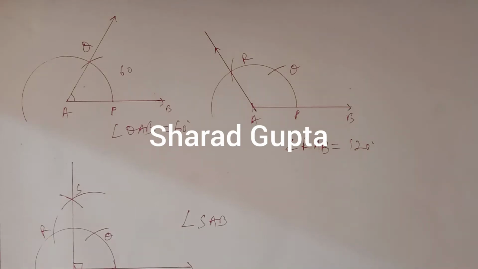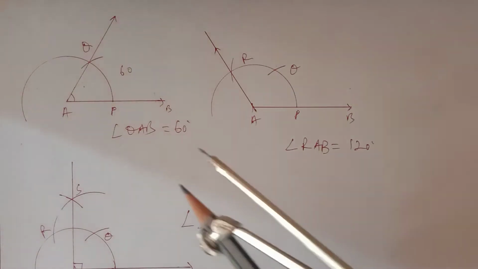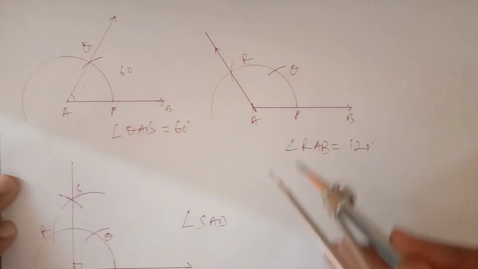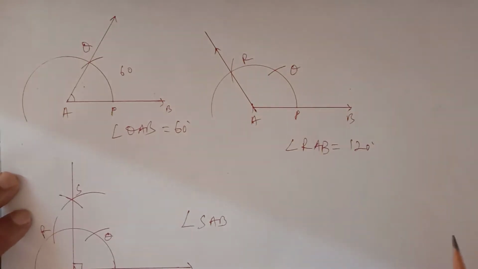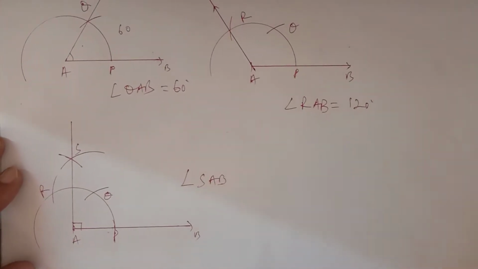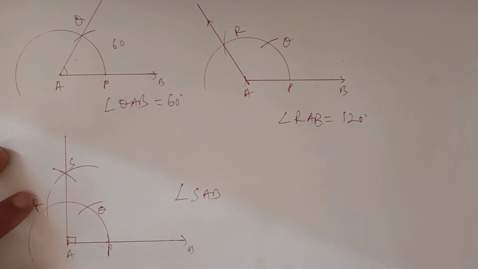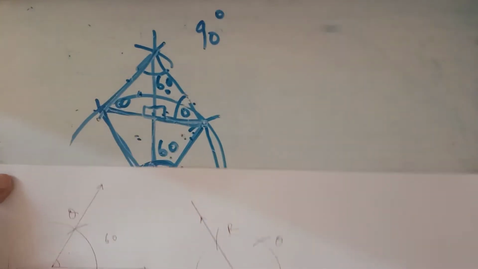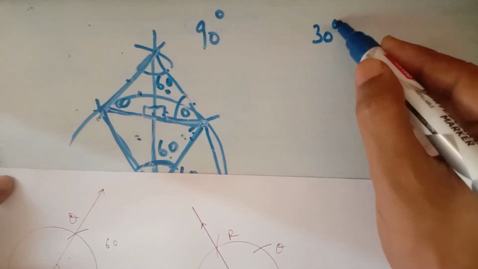This is lecture number 2 for the chapter Constructions for class 9th. In the last lecture, we have done how to construct a 60-degree angle, how to construct a 120-degree angle. Then we have discussed how to construct a 90-degree angle. After that, we'll discuss how to construct a 45-degree angle, or first of all, let us take a 30-degree angle.